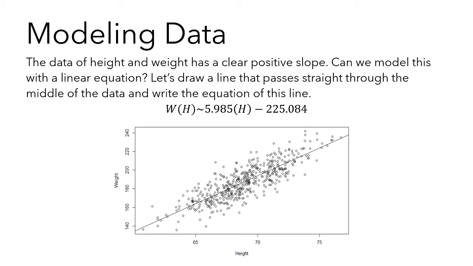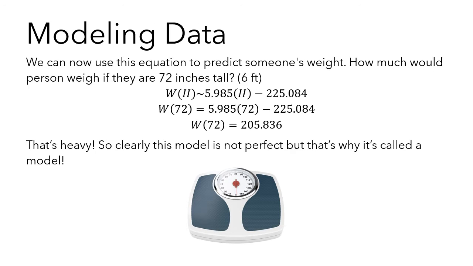Let's draw a line that passes straight through the middle of the data and write the equation of that line. So weight as a function of height is roughly 5.985 times the height minus 225.084. So we can use this equation to actually predict someone's weight.